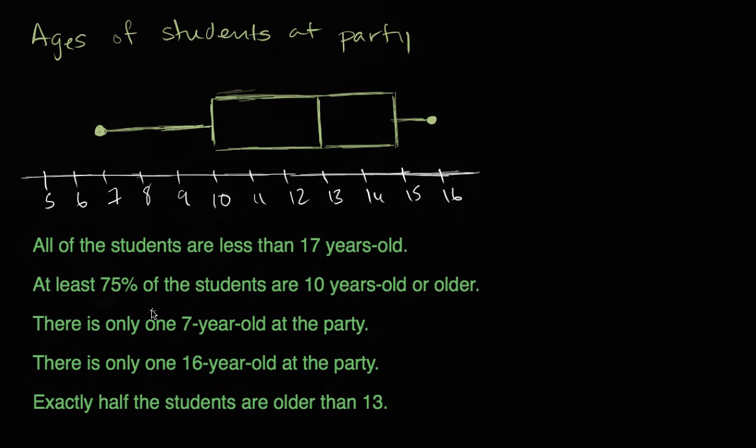Pause the video, look at these statements, and think about which of these, based on the information in the box and whiskers plot, are for sure true, which are for sure false, and which of these we don't have enough information. It could go either way. All right, so let's work through these.